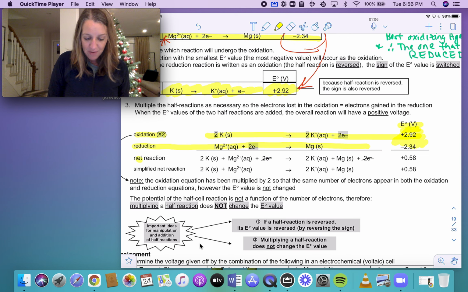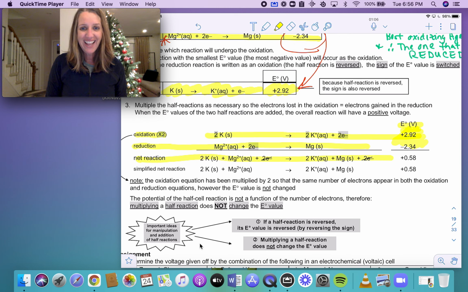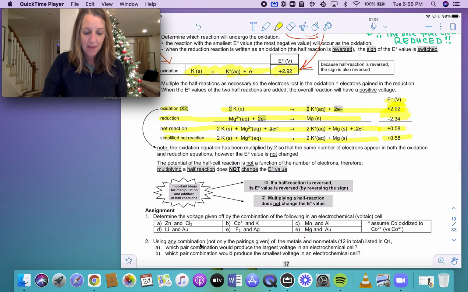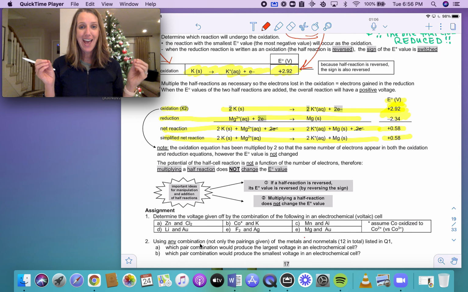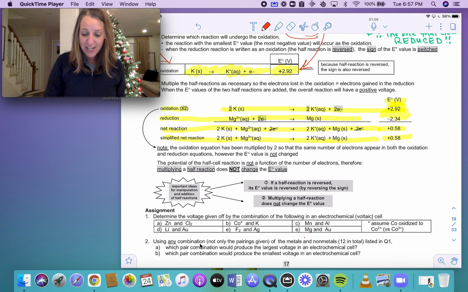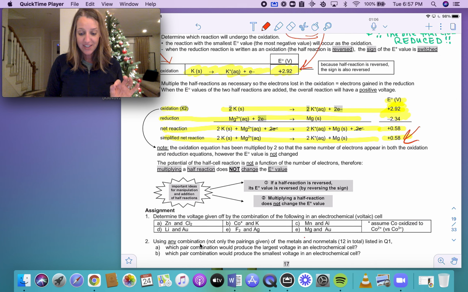I do my net reaction, cancel out my electrons. I have a simplified net reaction. And what do I do to the E0 values? I add them up. So if I had magnesium and magnesium nitrate, potassium and potassium nitrate, I connected them to a voltmeter, what would the number on the voltmeter read? It would read positive 0.58.